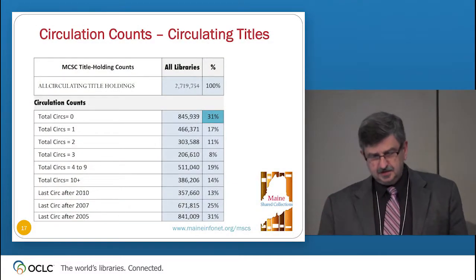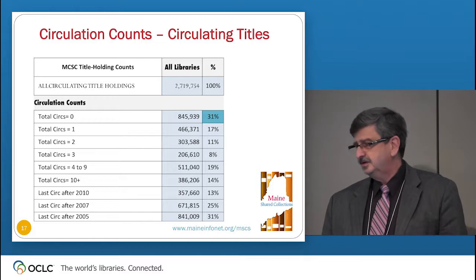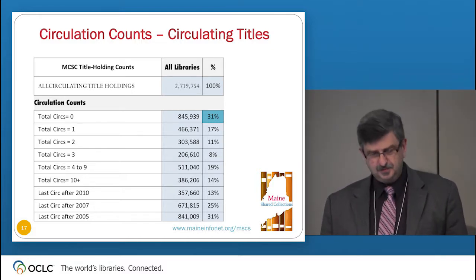And we looked at circulation counts, and as you can imagine, there's a high percentage that never circulated at all. So we're talking 23 years of data, never circulated.